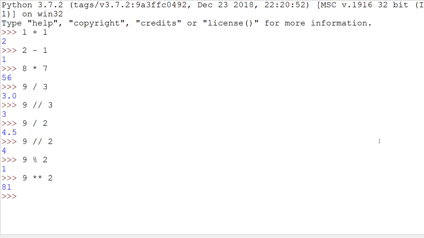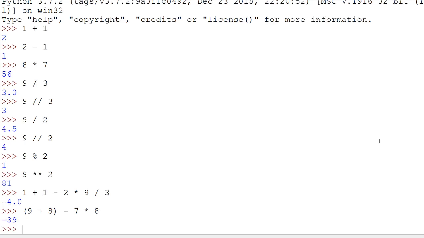And we can also combine everything together because Python does include order of operations. So we could do 1 plus 1 minus 2 times 9 divided by 3 or something like that, which would give us negative 4.0. And we can also include parentheses. We could do something like 9 plus 8 minus 7 times 8, which would give us negative 39.